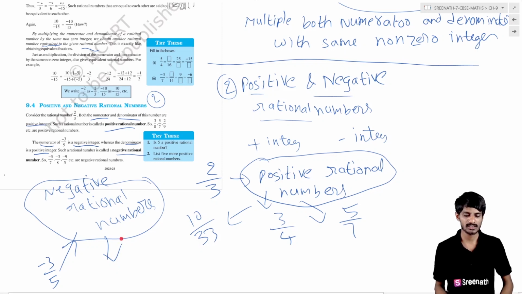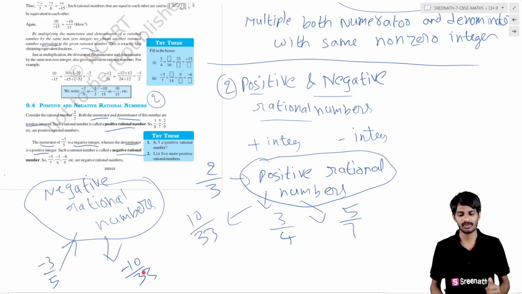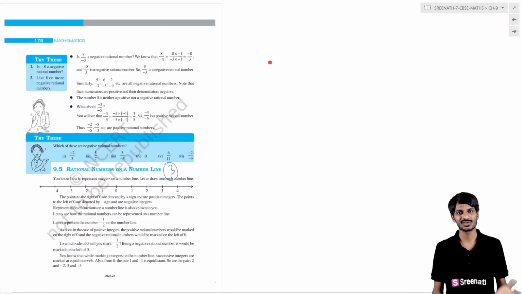Can you give me some more examples? Very simple. Minus 10 by 33. Here we are writing the minus 10. The only condition is the negative integer on the upside. And minus 2 by 3 we can also write. So all these are negative rational numbers. That's it, students. We have completed the second topic also.